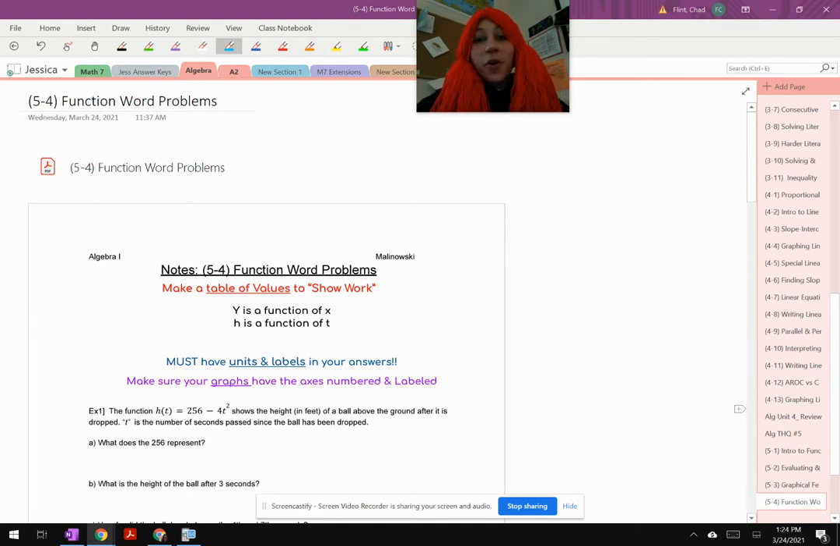So we're looking at notes for 5-4 today. Function word problems. One of these word problems shows up on the Regents exam every single year, so be prepared.